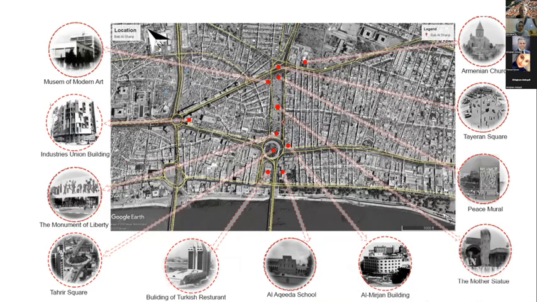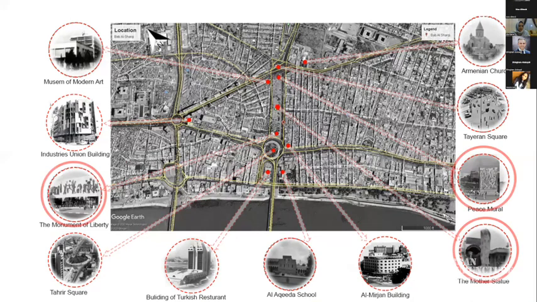And here are the most famous ones: the Liberty statue, the peace mural, and the statue of the mother. These are the most recognized features and statues, again related to Iraqi culture and history.